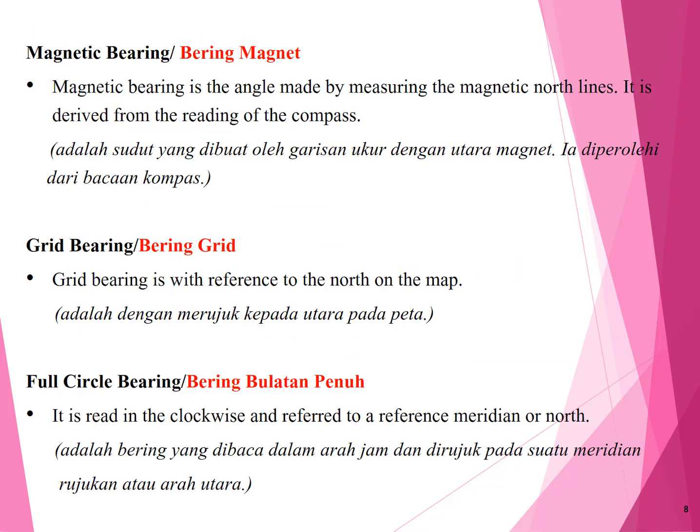Magnetic bearing, or bearing magnet. Magnetic bearing is the angle made by measuring the magnetic north lines. It is derived from the reading of the compass. Grid bearing, or bearing grid. Grid bearing is with reference to the north on the map.